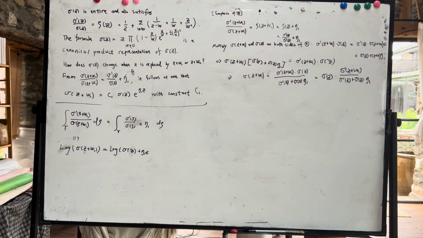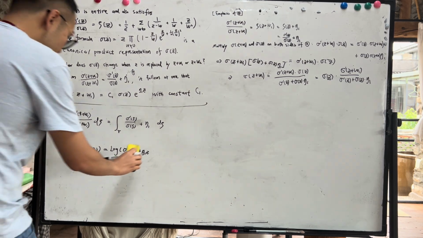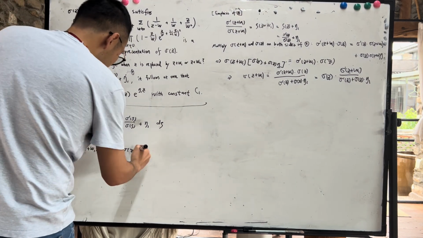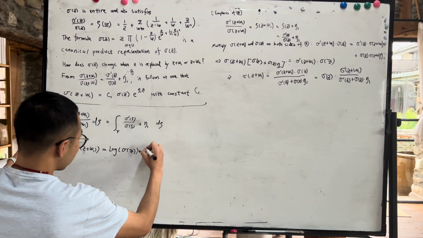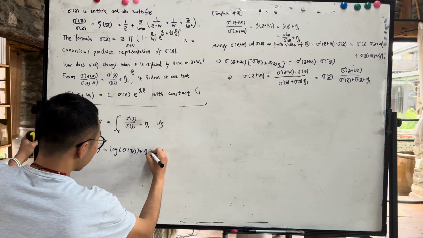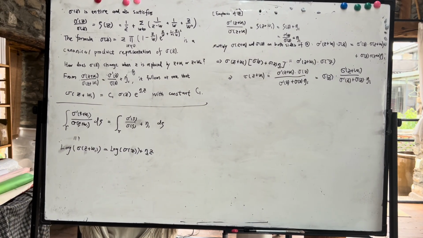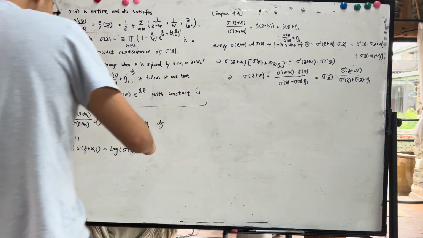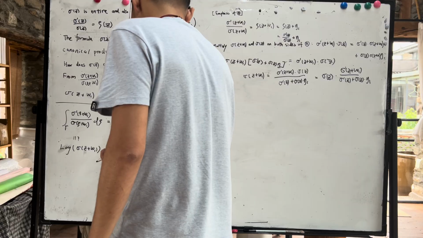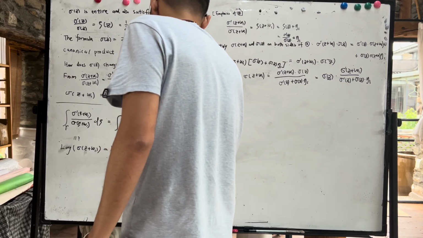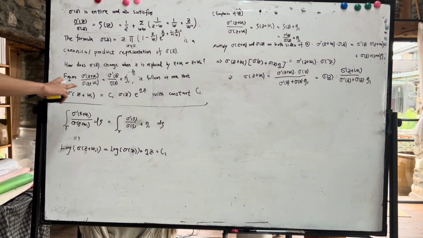Shoot. Oh yeah, log of sigma z, plus, and we do it separately, and then we take the exponentials, right? Plus some term c1. That'll be exactly this form.